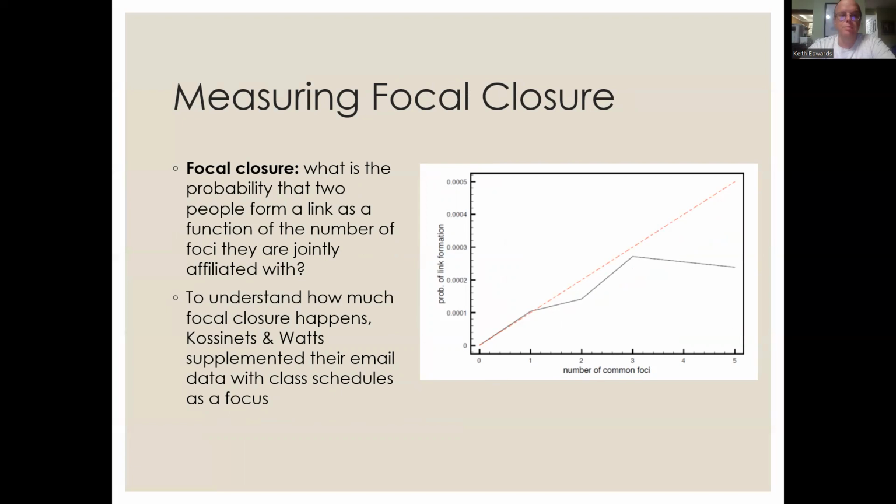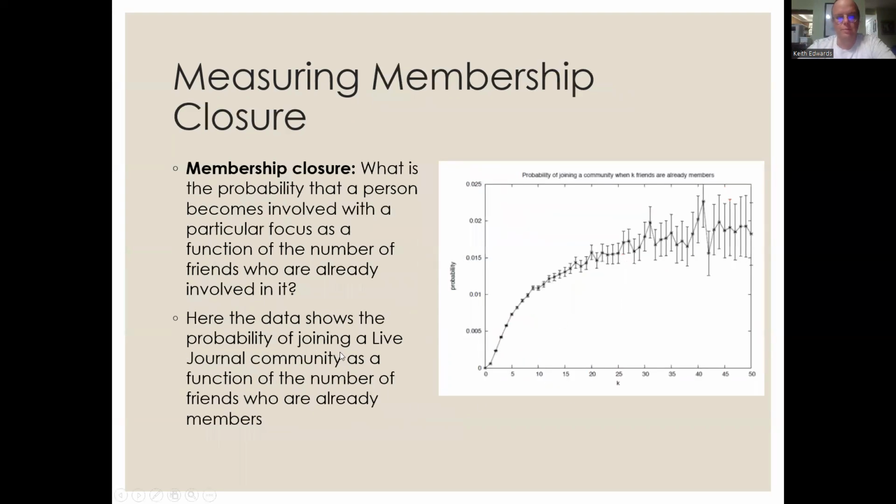Focal closure was the probability that two people form a link as a function of the number of foci they are affiliated with. And to understand how this happens, they supplemented their email data with class schedules as a focus. And here, we can see the red is the mathematical model, but the black, the actual data, doesn't line up with it. It does for about 2 to 3 classes, but after 3 classes, one would assume, hey, if you're not talking to that person after you've taken 3 classes with them, you're probably not likely to email them, even if you're taking 4 or 5 classes with them.